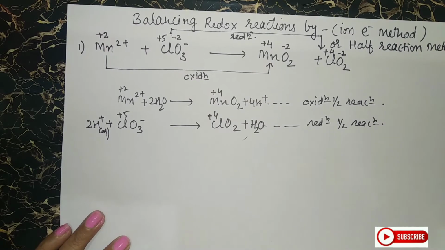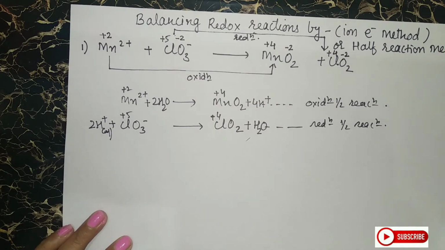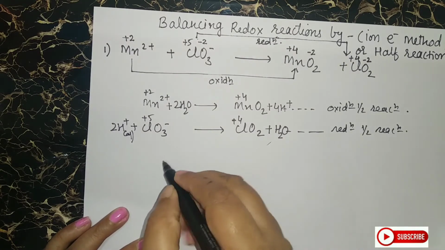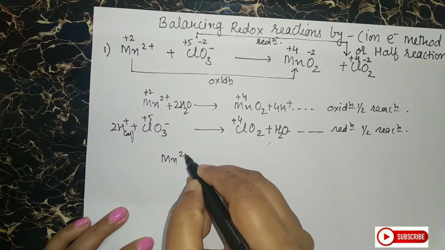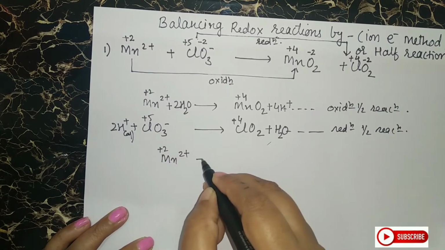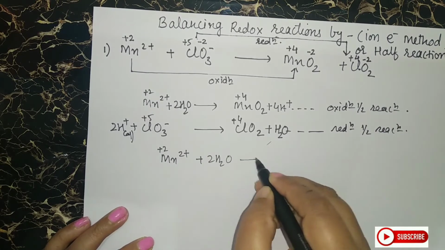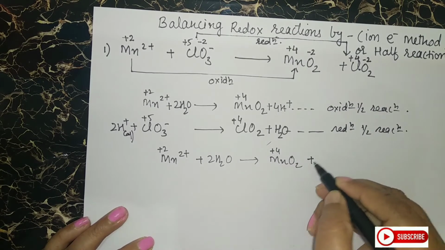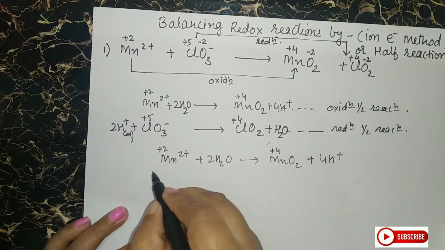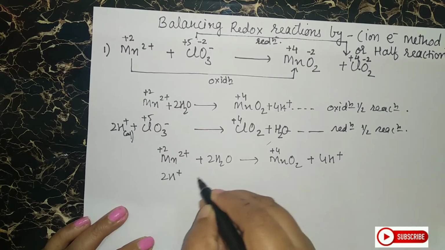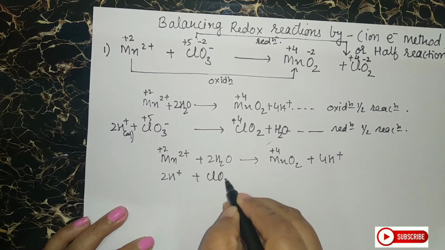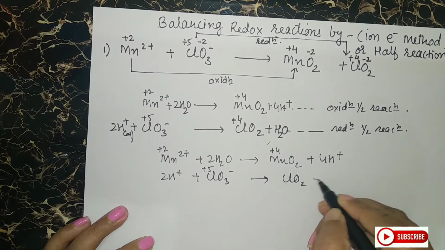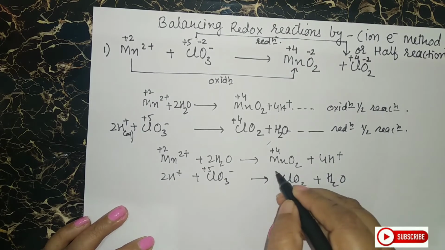The next step is you have to balance the electrons. Now this is a very important step and therefore I am writing the reaction again. So here it will be Mn2+, write the oxidation states also, plus 2H2O gives MnO2 in +4 oxidation state plus 4H+, and 2H+ plus ClO3- gives ClO2 plus H2O. Now how to balance the electrons?